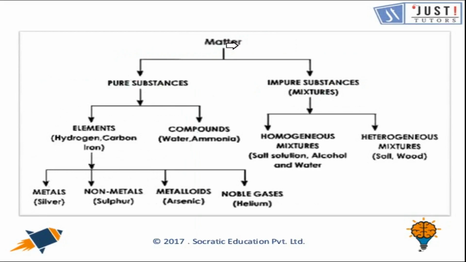Then we have a flowchart. It's a basic flowchart of matter. Matter is divided into two things: pure substances and impure substances. Pure is further divided into elements and compounds. Then elements are divided into metals, non-metals, metalloids, and noble gases. And here we are concerned with impure substances, which are mixtures. Mixture is divided into homogeneous and heterogeneous. In heterogeneous we have soil, wood, and in homogeneous we have salt solution, alcohol, and water.